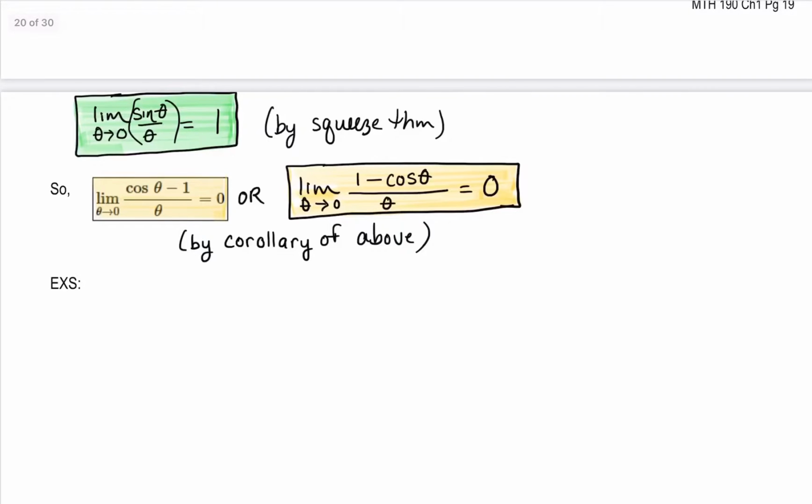Last time we proved, with the squeeze theorem, that the limit as theta goes to 0 of sine theta over theta is equal to 1. And then we had a couple of corollaries from that result. So now we're just going to take a look at some examples.